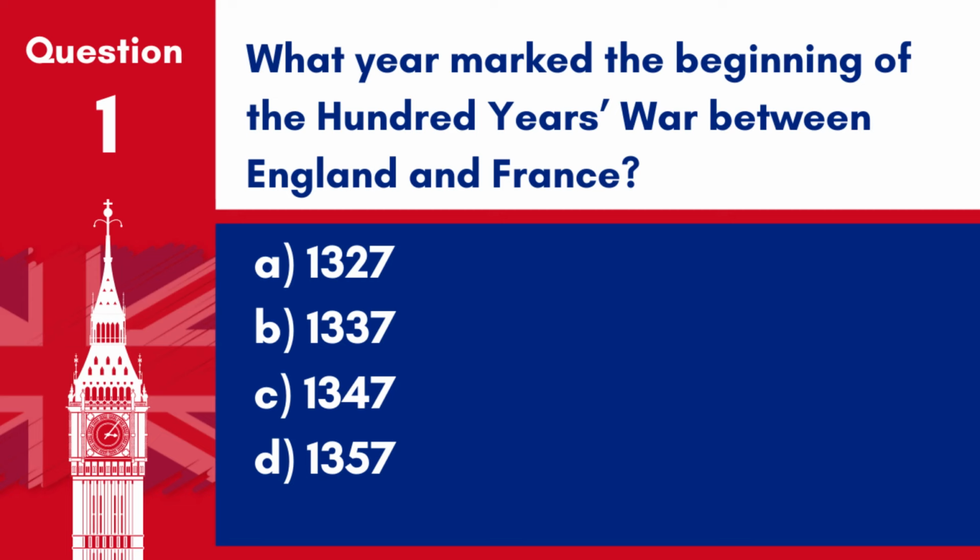Question 1. What year marked the beginning of the 100 Years' War between England and France? A. 1327. B. 1337. C. 1347. D. 1357. Answer: B. 1337. The 100 Years' War between England and France began in 1337.